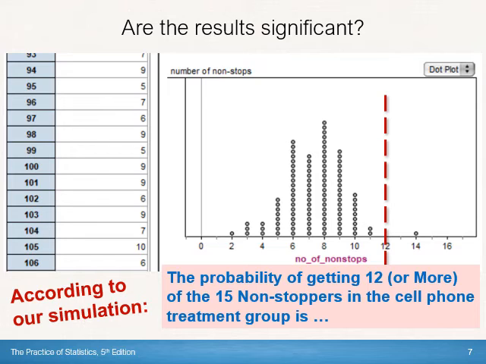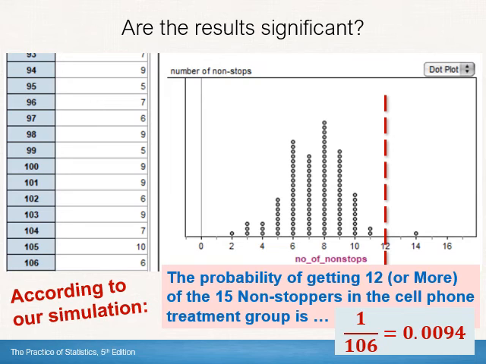And so we can see here that in this particular simulation of 106, we only got one occurrence of 12 or more, that one dot out there at 14. So the simulated probability of getting that is 1 out of 106, and that's less than 1%. That's 0.0094, so just shy of 1%.